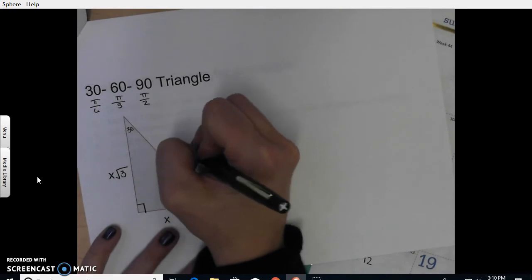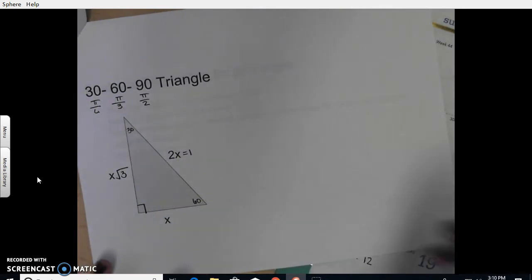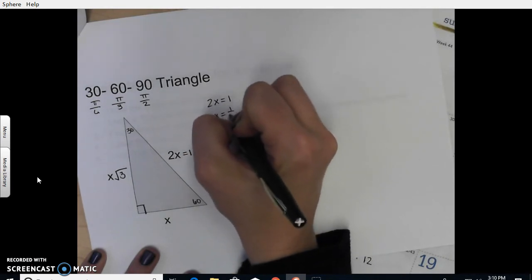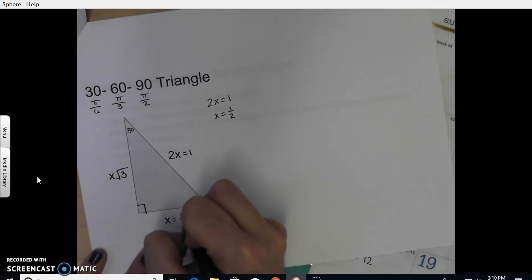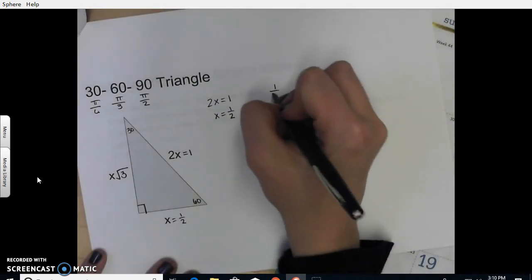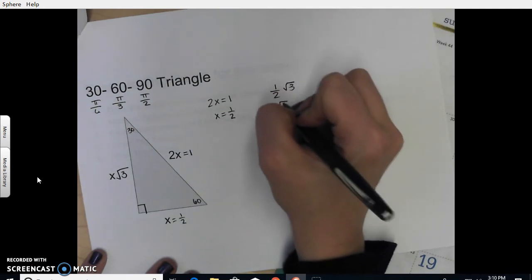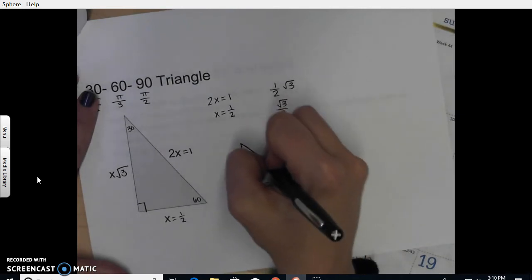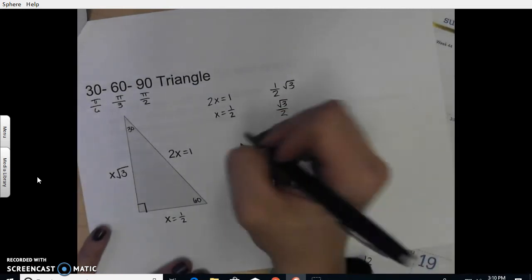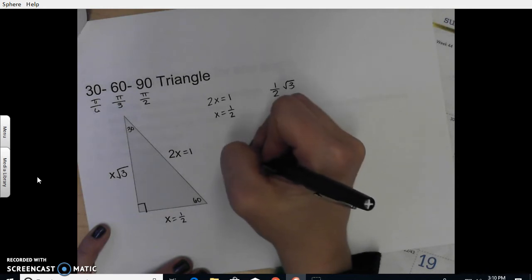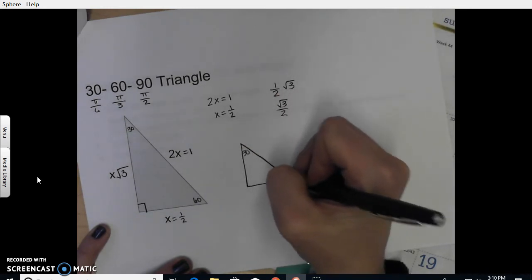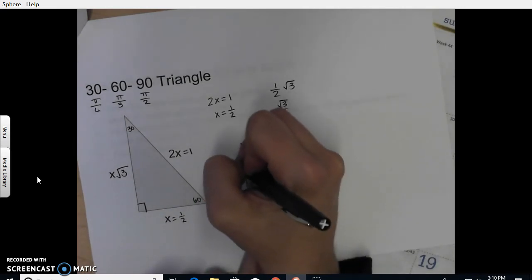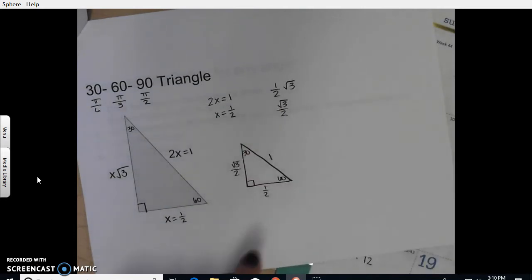But I want my hypotenuse to be equal to 1 so that it fits into my unit circle. Therefore, 2x equals 1, so x is equal to 1/2. That means 1/2 root 3 is going to be root 3 over 2. So the 30, 60, 90 that we need to remember will be: across from 30 is 1/2, across from 60 is root 3 over 2, and our hypotenuse is 1.